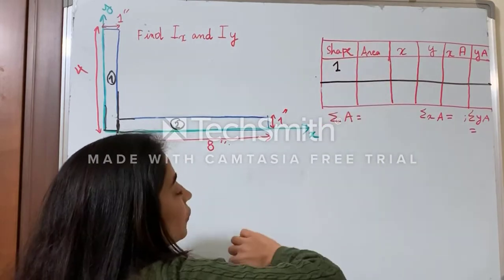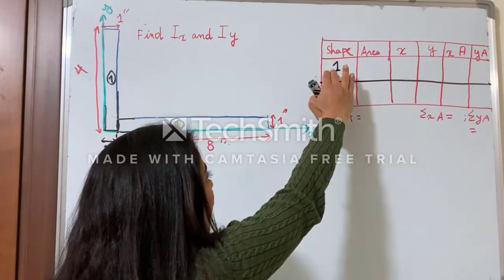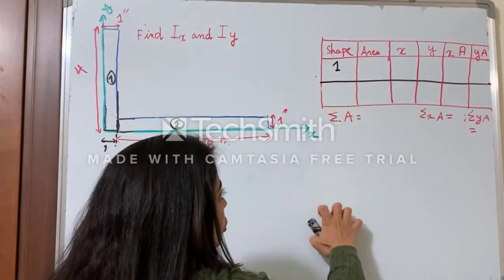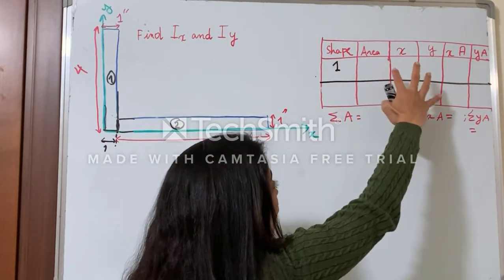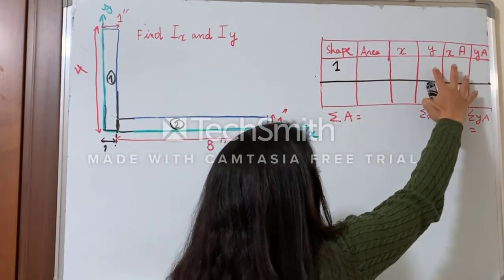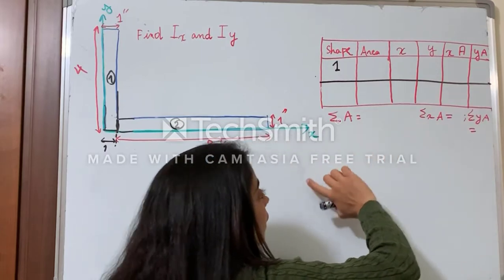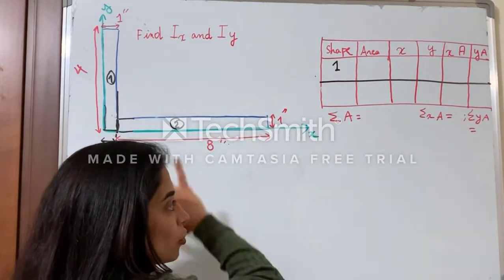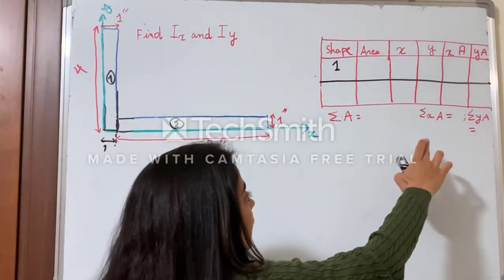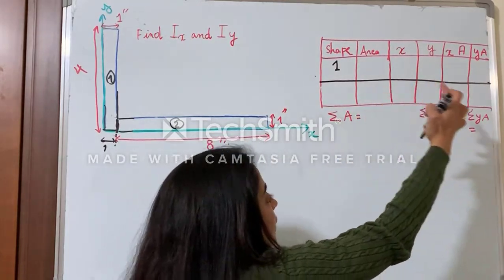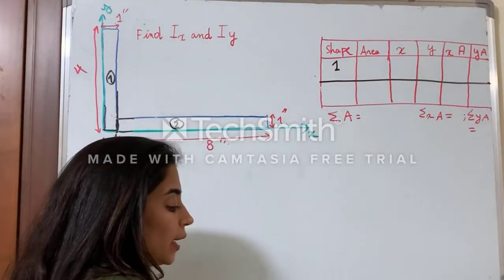So in the method of Taylor, this is how I can do it. I divide my shape into regular shapes, find their area, x and y of their centroid, find xA, yA, and then find x of the centroid, which is the whole centroid, as the sum of xA over the sum of A, and the sum of yA over the sum of A.